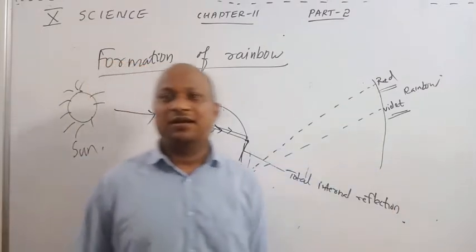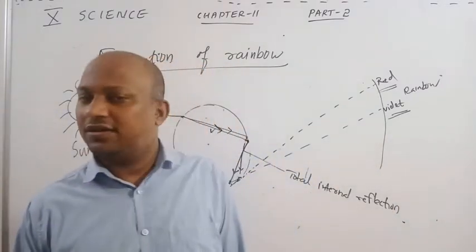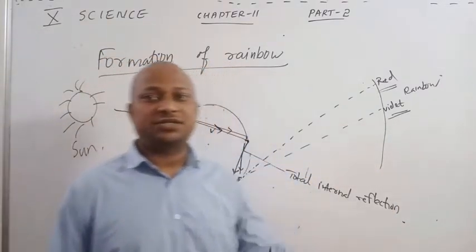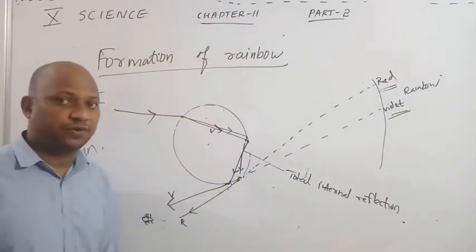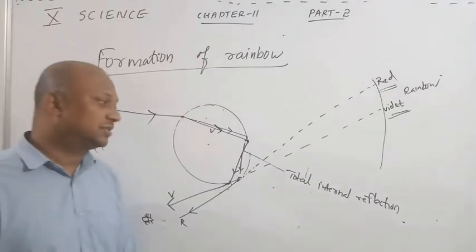After rain, when the sun comes up in the sunshine, you can see, opposite of the sun, the rainbow. The reason is this phenomena, refraction and total internal reflection.